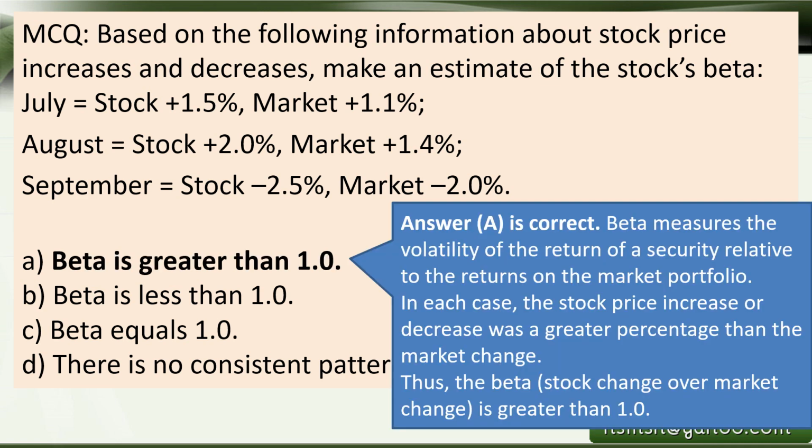Beta greater than 1 is correct, because beta measures the volatility of the return of a security relative to the returns on the market portfolio. In each case, the stock price increase or decrease was a greater percentage than the market change. Therefore, the beta of the stock, the stock change over the market change, is greater than 1.